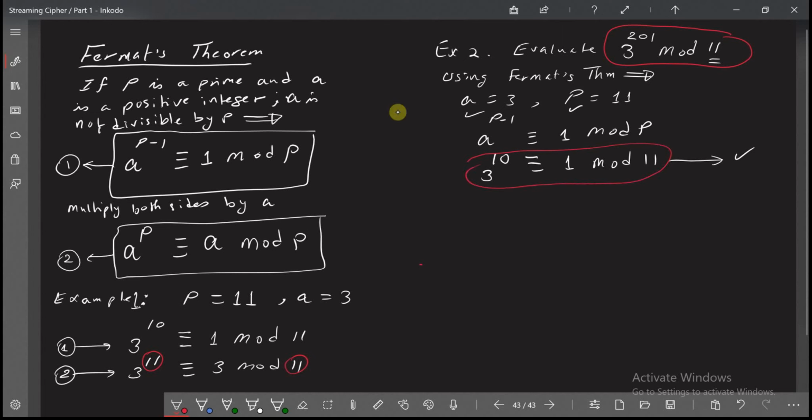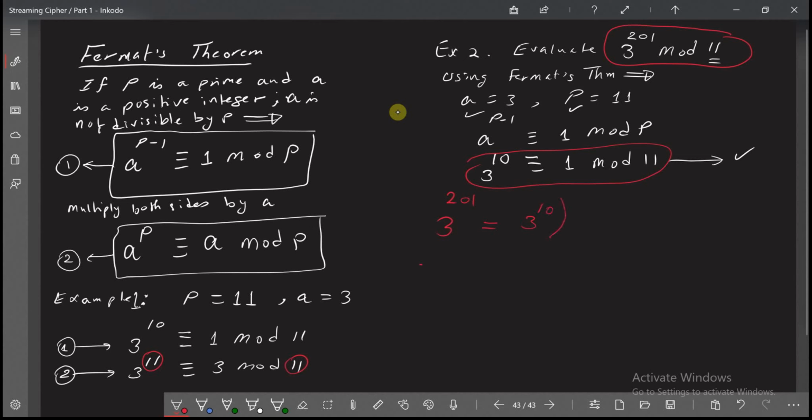So how can we make use of Fermat's theorem? Again, let's take a look at the original problem, which is we need to compute 3 to the power 201. Of course, everything here is mod 11. Using the exponentiation theorem, we can express it very close to this one, so we want to express it as 3 to the power 10.